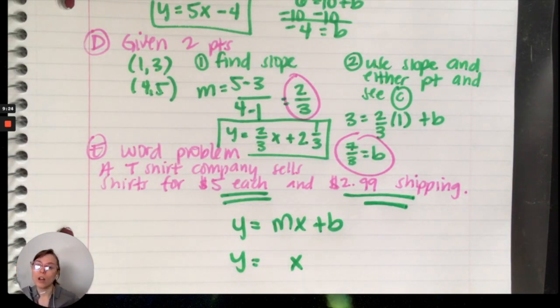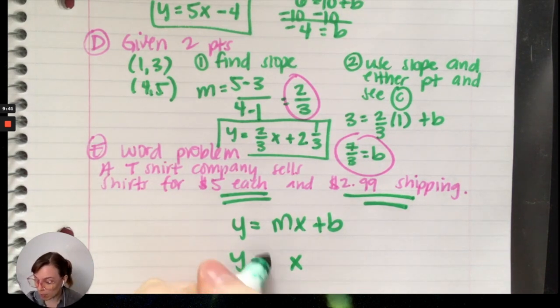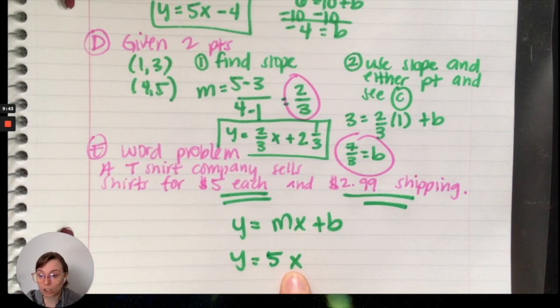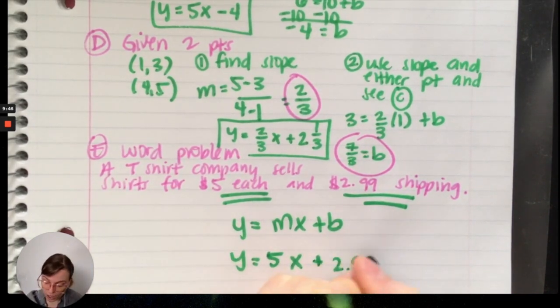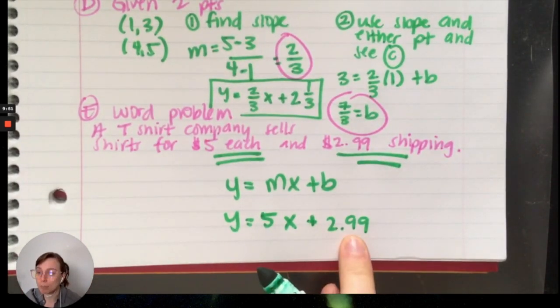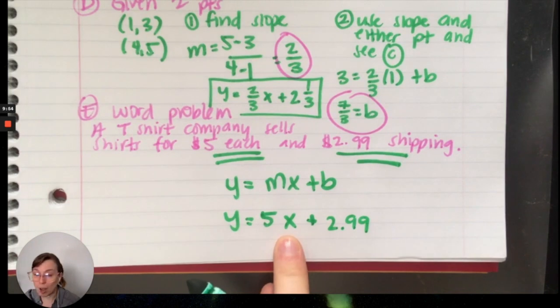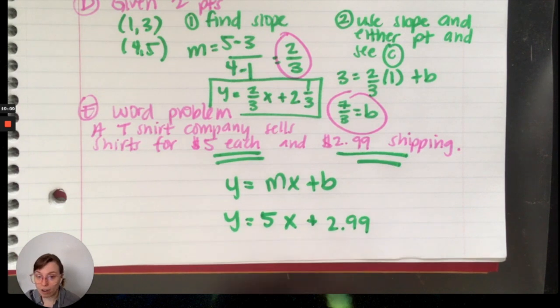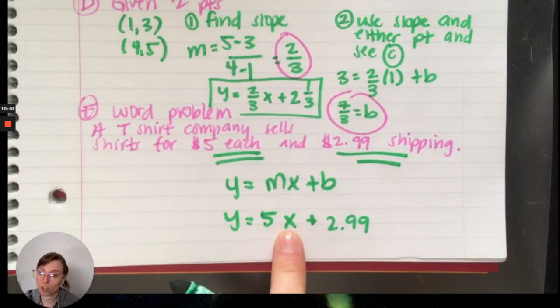So if I only bought one shirt, I'd be paying $5 plus the $2.99 shipping. If I bought 2 shirts, I'd be paying 5 times 2, so that's $10 plus $2.99 shipping. If I buy 3 shirts, I'm paying 5 times 3 plus $2.99. So I'm seeing the pattern. I'm always going to be multiplying 5 by the number of shirts and then tacking on the $2.99 shipping. This is a flat rate. No matter what you buy, you're going to have to pay shipping, but only one time. No matter how many I buy, I have to pay $5 per shirt, whether I buy 5 shirts or 20 shirts or just 1 shirt.